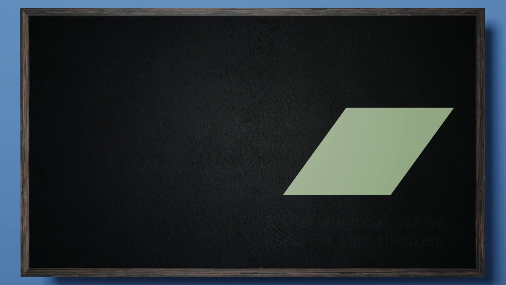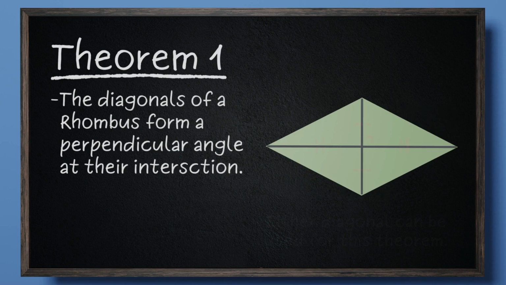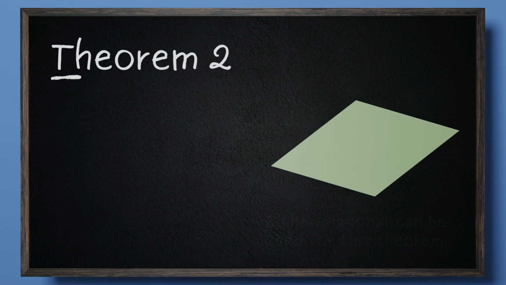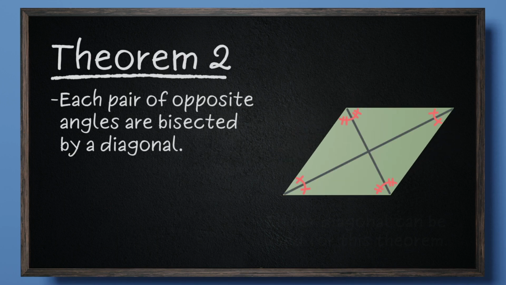These characteristics come in the form of two theorems. For one, not only do the diagonals bisect each other, but the diagonals also form a perpendicular angle at their intersection. Additionally, each pair of opposite angles are bisected by a diagonal. This means that each angle on the rhombus gets cut exactly in half when a diagonal is drawn through it.